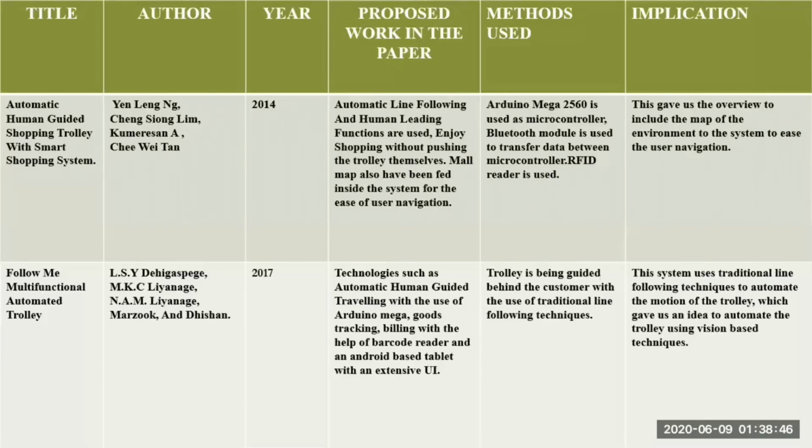Here the implication part is that if a trolley can follow a line, then why can't we make it follow the human? We got a beautiful motivation from this: we could make our project by making the trolley follow the human by using the human data or the user data. So this was the implication part of this paper.